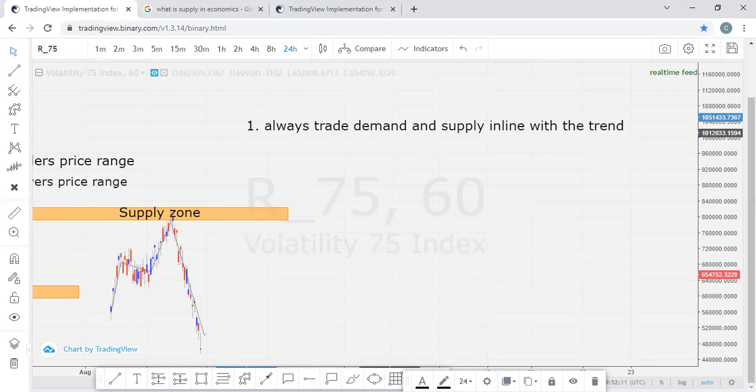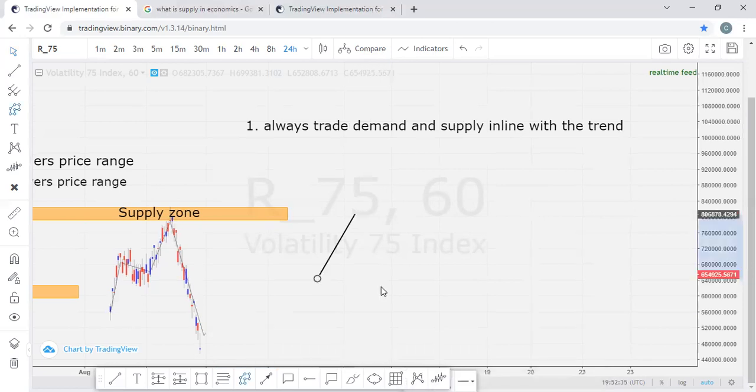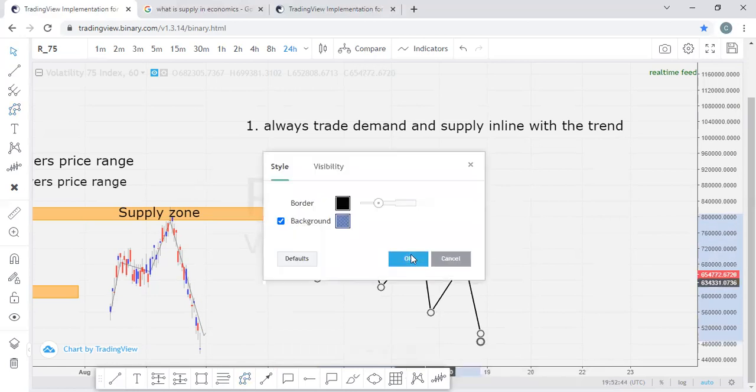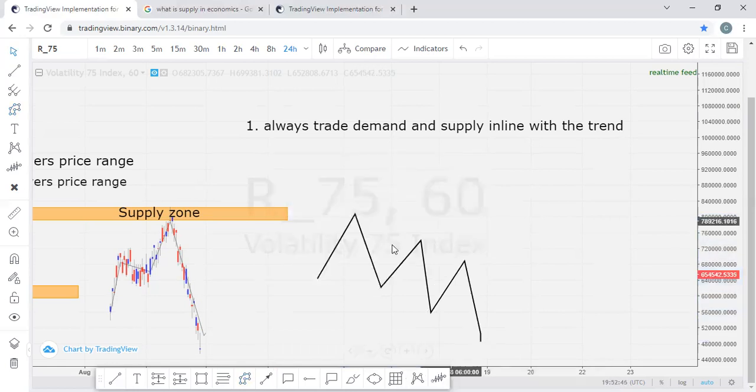The market should not be trending downwards, maybe doing stuff like this, and you're trying to now buy. You're not trying to buy. Now you should be looking to sell. So when the market does this, the market has formed what? A supply zone. This is a lower high now. That's formed a supply zone.